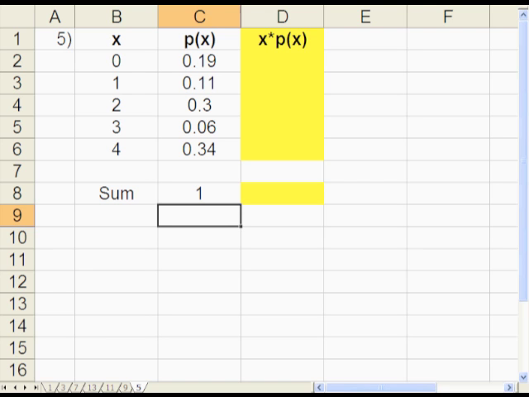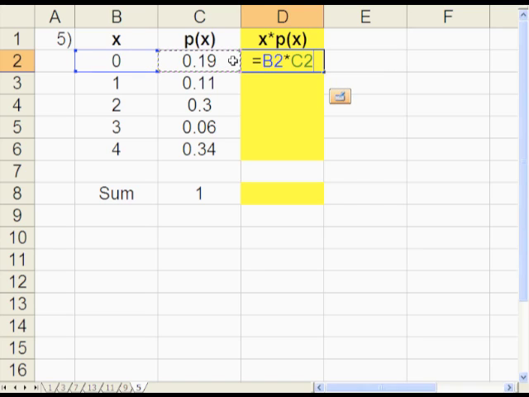As you can see, I created an x times p of x column. I now have to multiply my outcomes. Hit equal, highlight the cell, the first outcome, which is 0, times the probability of 0, and hit enter. It makes sense that 0 times 0.19 is 0. I am now going to use the autofill feature. Go to the lower right corner and you have a black cross. Once you have your black cross, right click, hold, and drag.